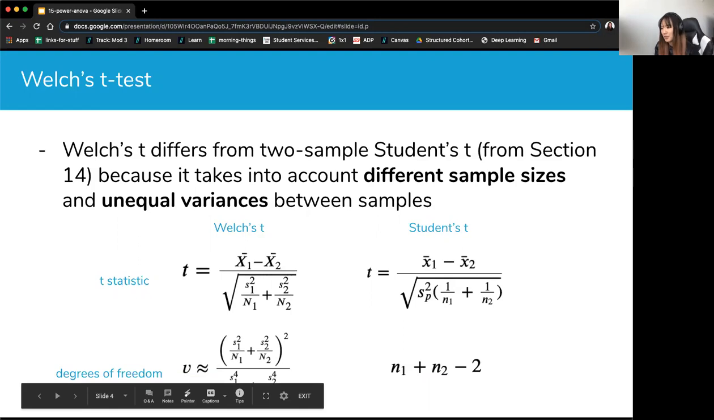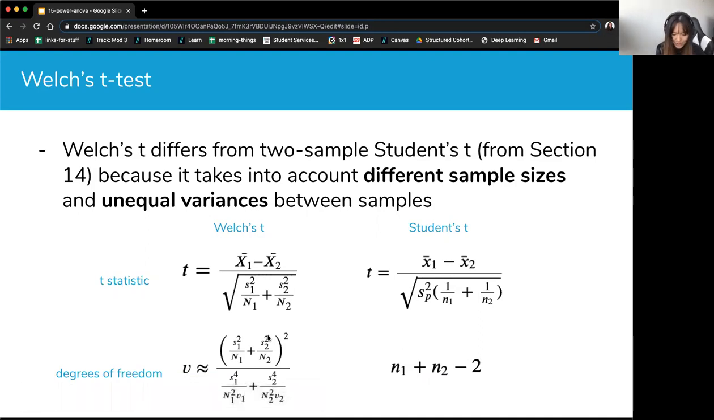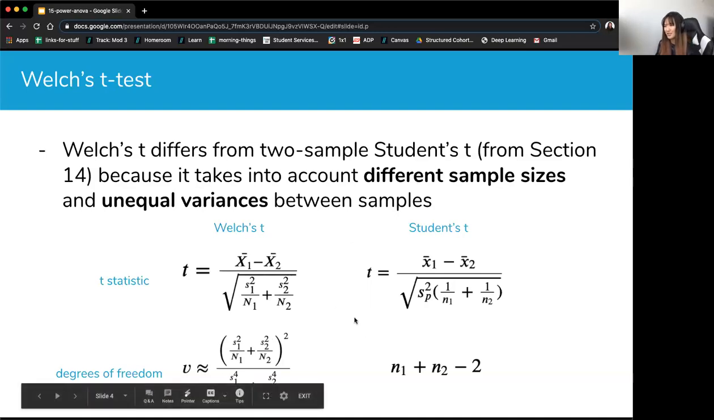So just so you know, Welch's T is a little bit more complicated just because it takes into account these different sample sizes and unequal variances. And one more thing that I think I forgot to mention is this is only for 2 sample t-tests. So Welch's T-test is a 2 sample t-test that takes into account different sample sizes and unequal variances. And these are the statistics.